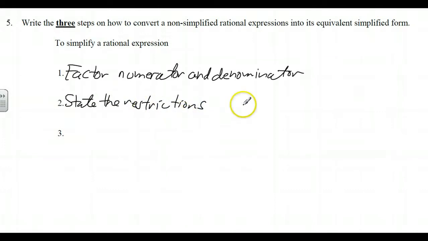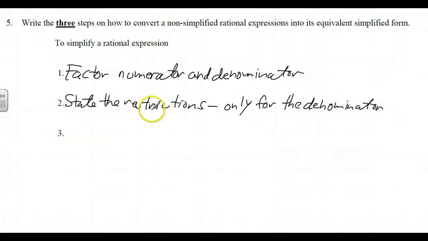Okay, restrictions are only on the denominator, only for the denominator. And they are the values of the variable that will make the denominator 0, which will cause us to divide by 0, which will cause us pain. So we're not going to do that. And then we cancel common factors.